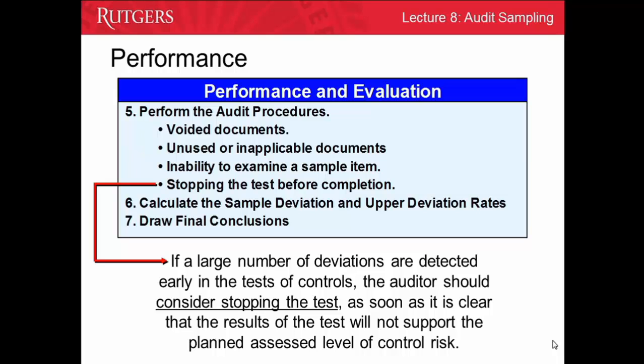The auditor should also attempt to determine whether a deviation resulted from a cause such as misunderstanding of instructions or carelessness. Understanding the nature and cause of a deviation helps the auditor better assess control risk and evaluate whether the deviations represent a control deficiency.